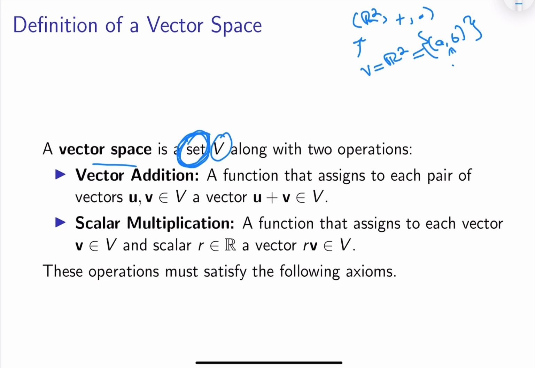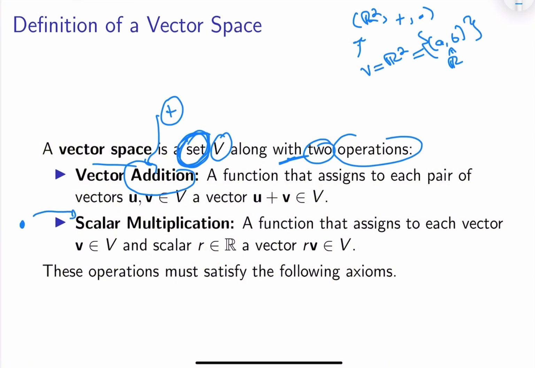That these are real numbers, right? So a vector space is a set V with two operations. What are the operations? These are the addition, the plus thing that we defined, and scalar multiplication.